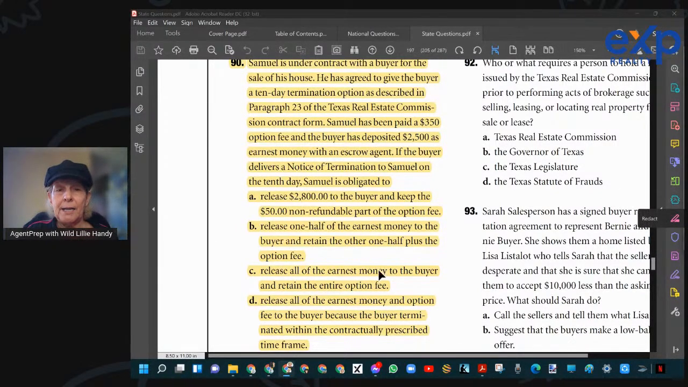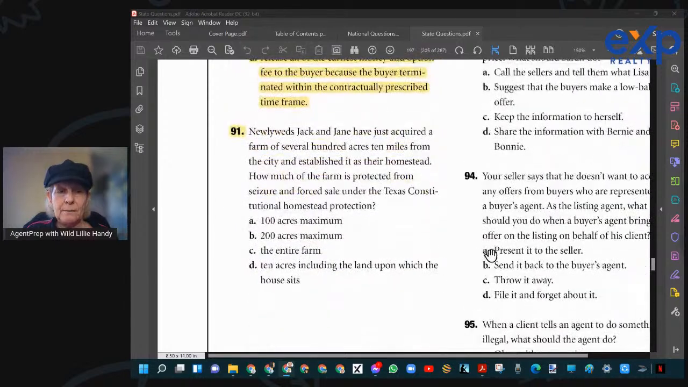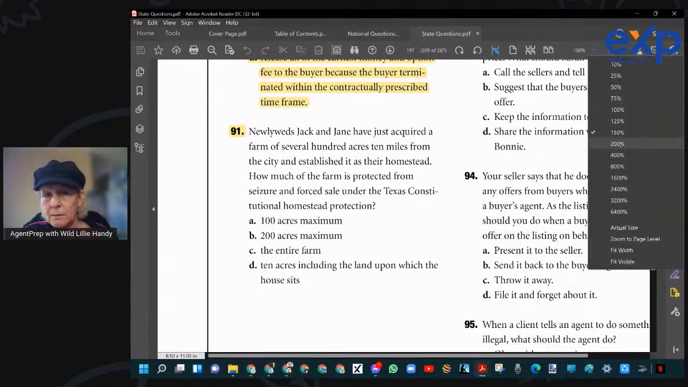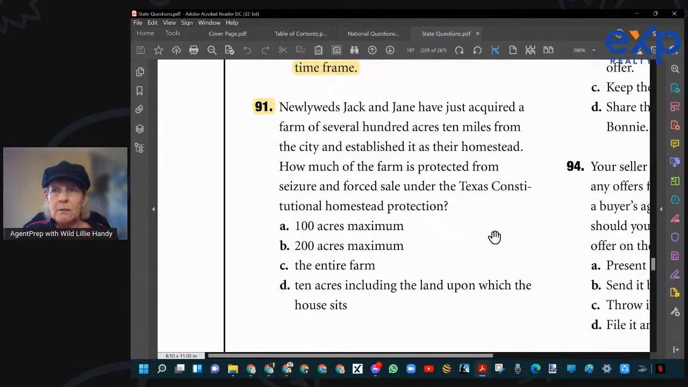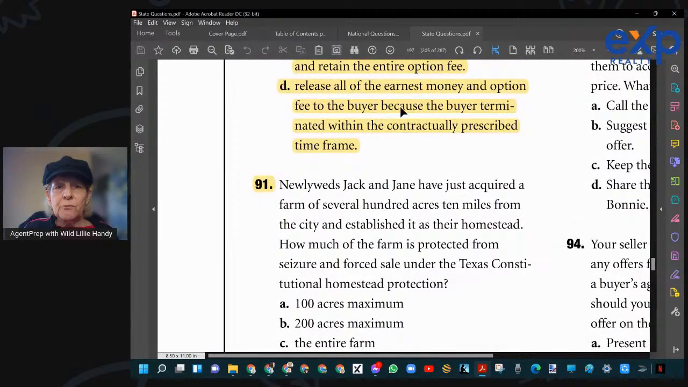All right. Number 91. Back to short questions. All right, y'all got that? So most of you got it right. No, actually, a lot of you selected D. D was release all earnest money and option fee. No, option fee is always kept by the seller.